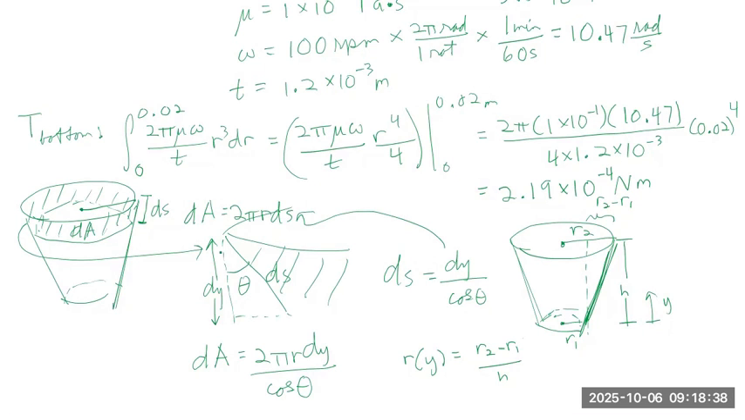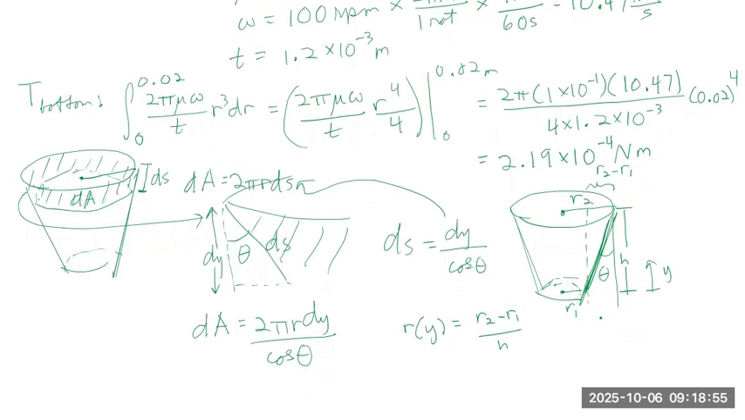So basically the idea is that we just came up with a relationship over here using theta, and we can come up with another similar relationship on this side using theta as well. Wait, sorry. Let's finish this equation first. So this equation is R2 minus R1 over h times y plus R1, because when y is equal to 0, the radius is R1.